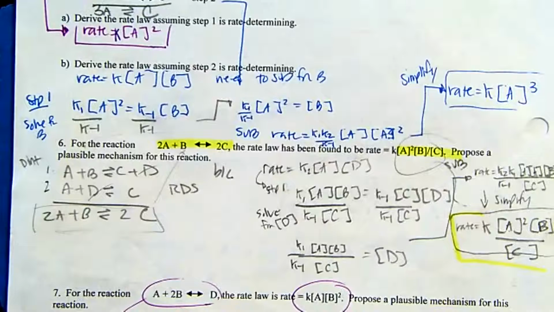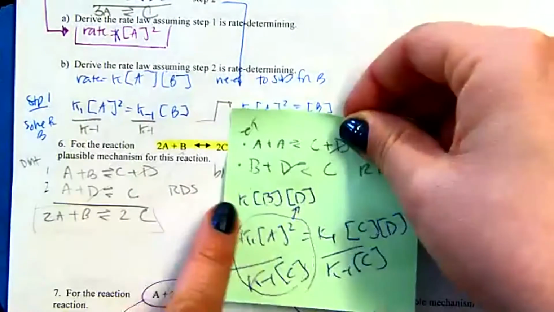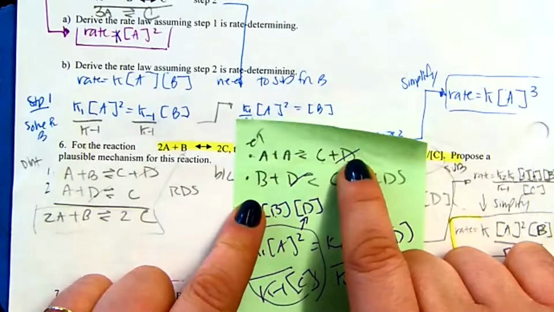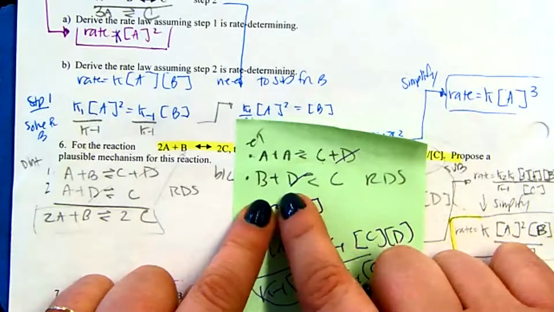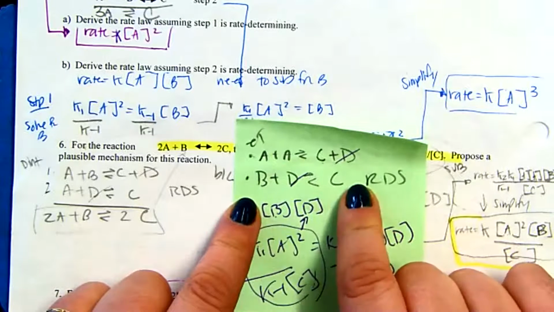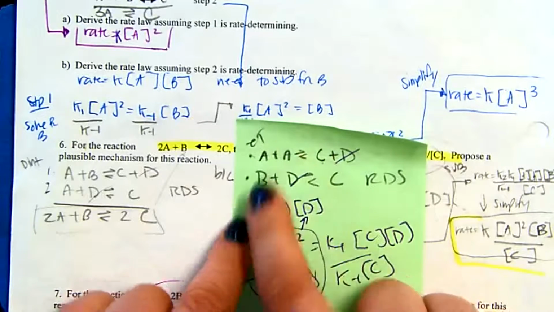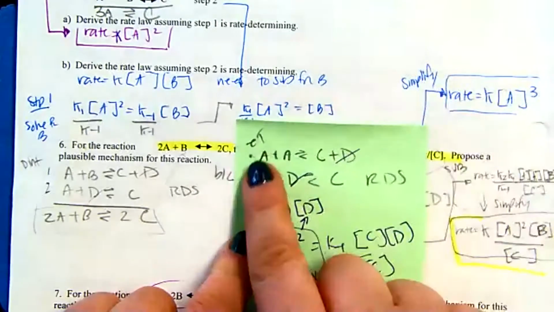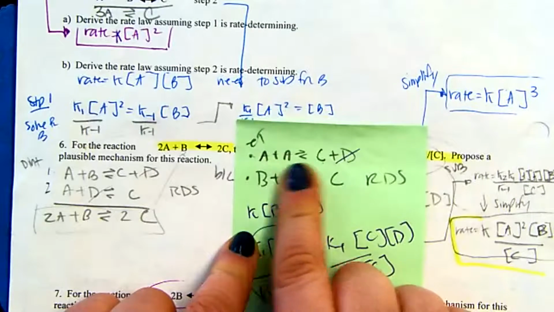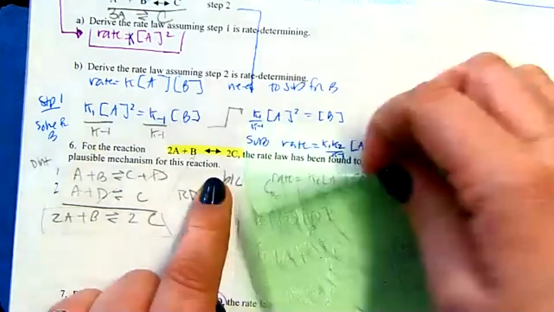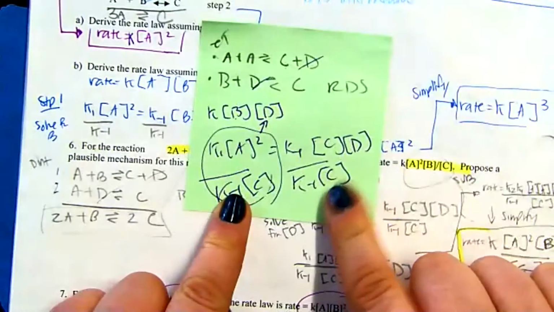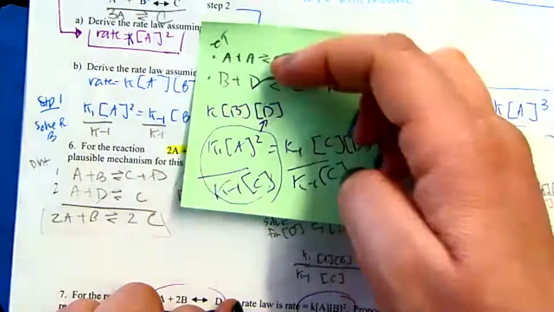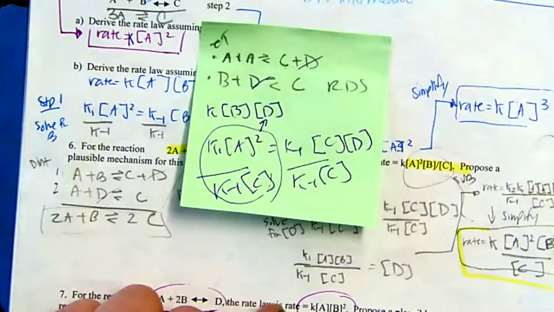Someone else, I think Chase in the other class, did one which was pretty similar. He did A plus A gives you C plus D, made D the intermediate like I did, however here, B plus D gives C. So then you still get 2C from 2A plus B. He had B in the second step. So if you substitute, [A]^2 equals [C][D], divide both sides by K[C] and substitute in, you still get that same rate law. So this was another possible proposed mechanism.